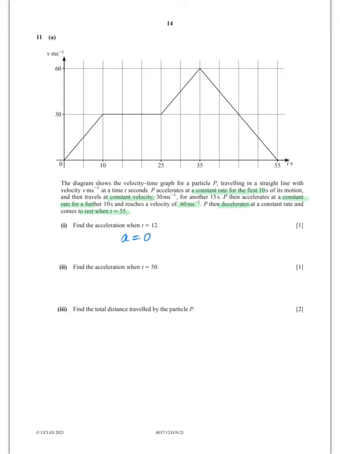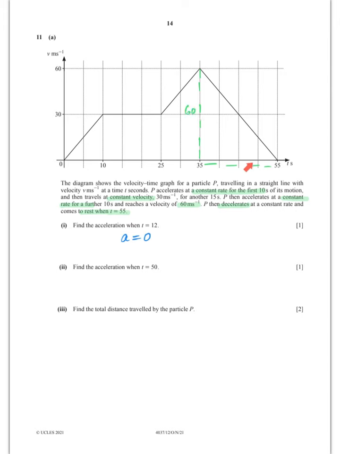Secondly, it says find the acceleration when t is equal to 50. Alright, now t is equal to 50 lies in this part, and we have a constant deceleration, right? To find out the acceleration or deceleration in the speed time graph, the method we need to opt for is rise upon run, right? What is the rise we have? What is the height we have? The height we have is 60.